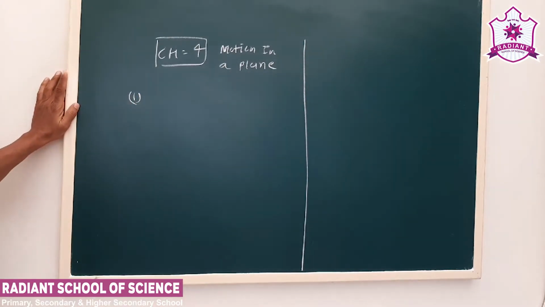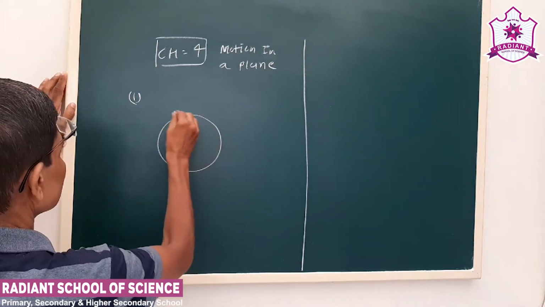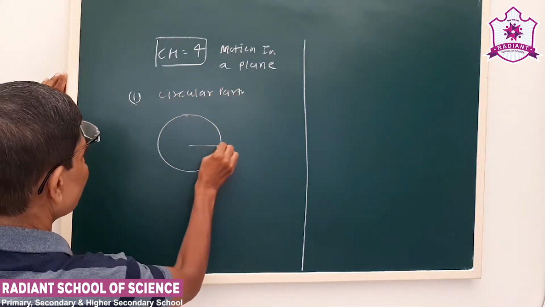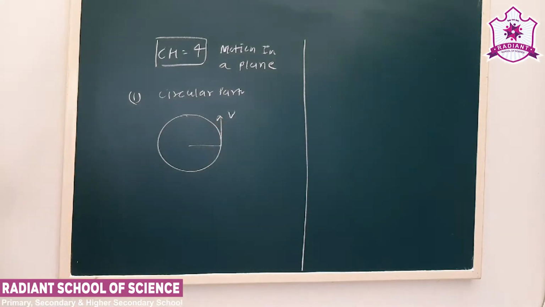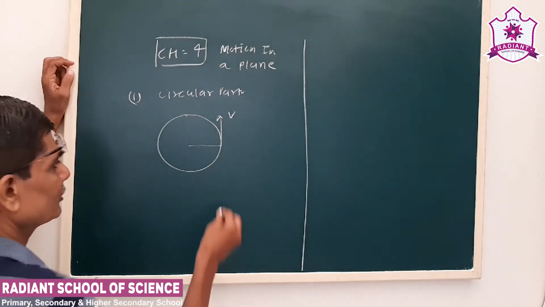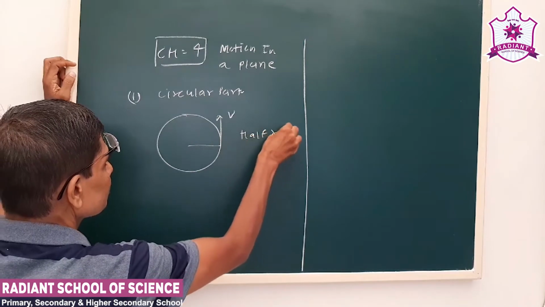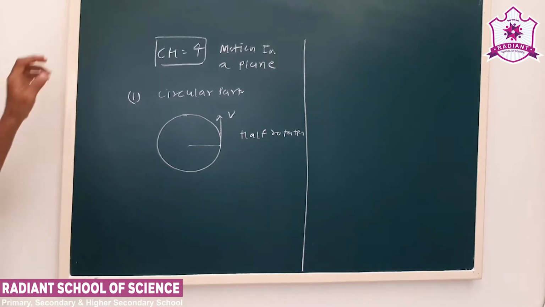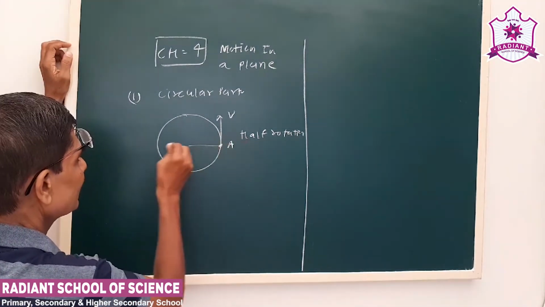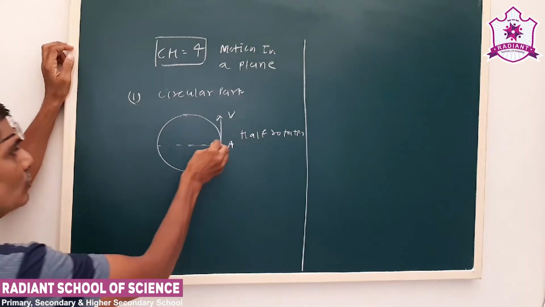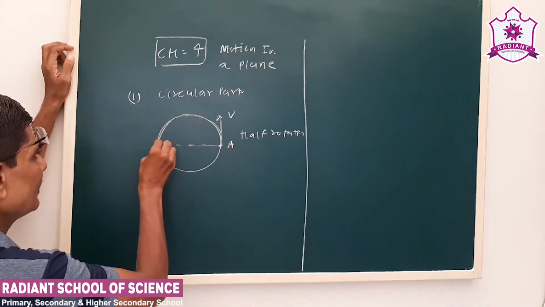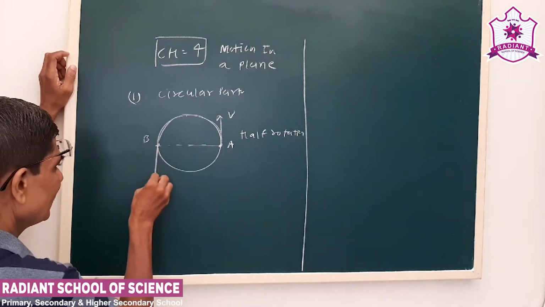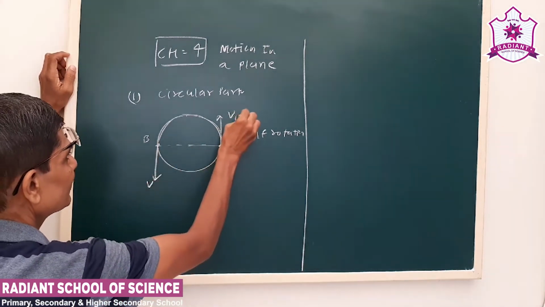One MCQ is this: an object is moving on a circular path with a constant velocity of v. When it completes a half rotation, what will be the change in the velocity? Now let us say at any instant it is at A. The half rotation will be the diametrically opposite point. The velocity will again be v, so our V1 is v.